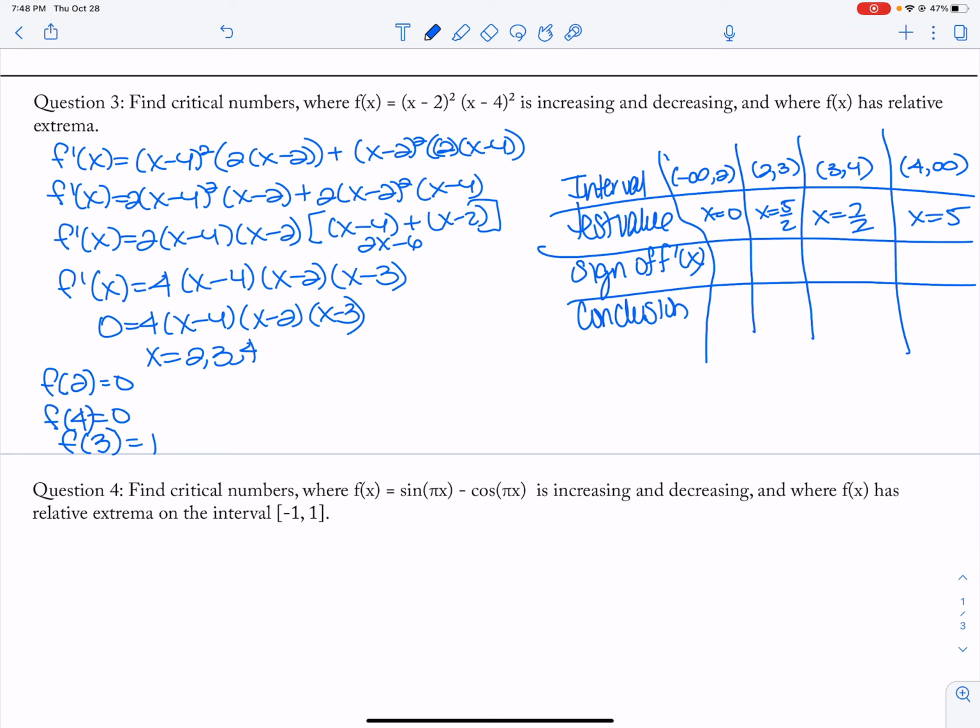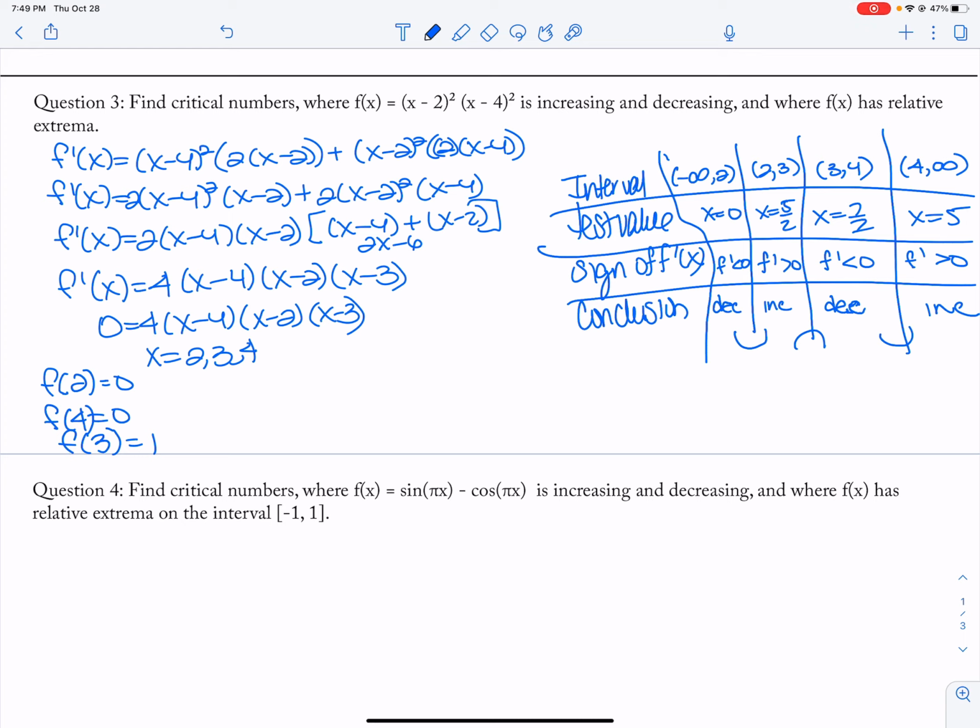Okay, so then f prime is less than 0, f prime is bigger than 0, f prime is less than 0, f prime is bigger than 0. So I have decreasing, increasing, decreasing and increasing. I did not abbreviate, I just ran out of room. Okay, so now I have a minimum, a maximum, and a minimum.